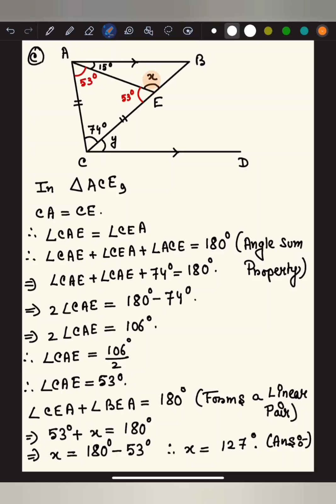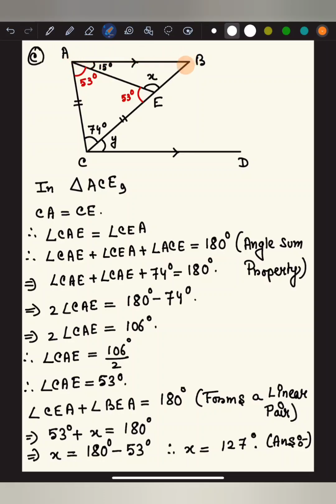Now since this is 127 degree and this is 15 degree, then this angle will be what? 127 plus 15 means 142. So this angle will be equal to 38 degree. Understood?